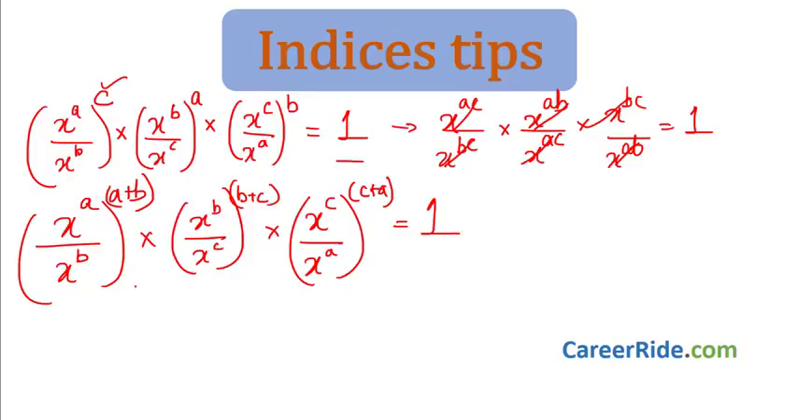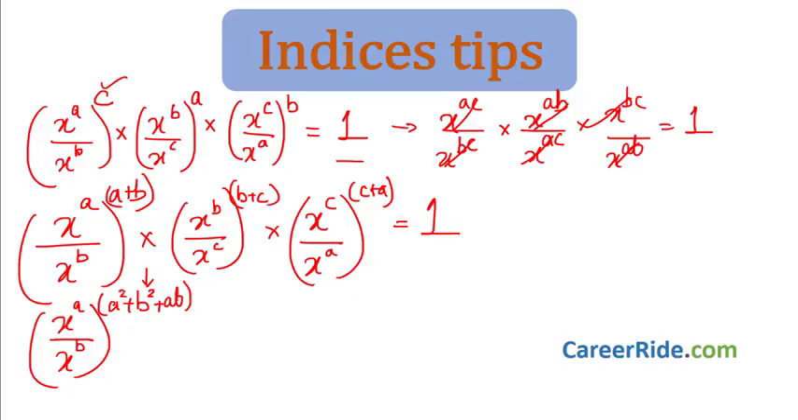Let us see another tip, that is the third tip. It is an extension of this one. If we have x raised to a upon x raised to b, the whole raised to a square plus b square plus ab.